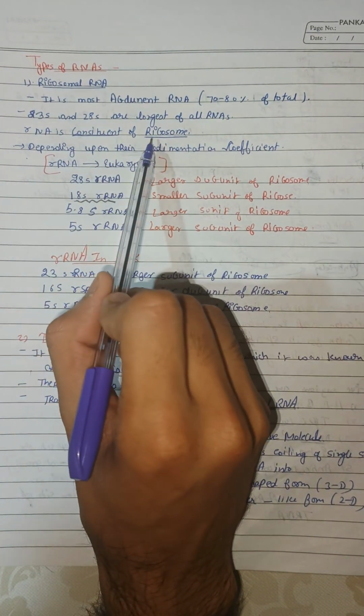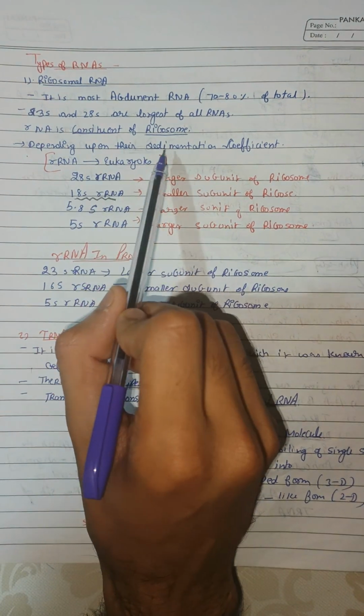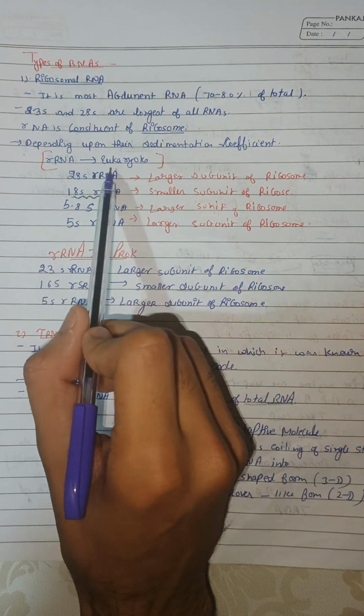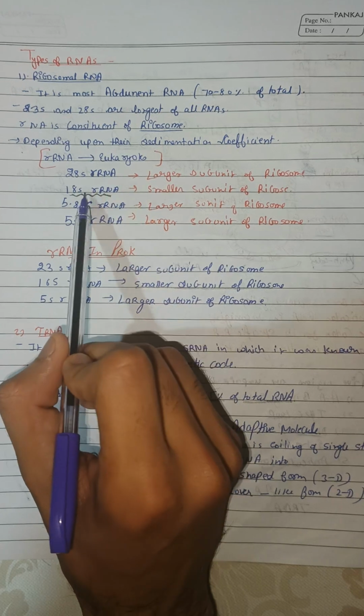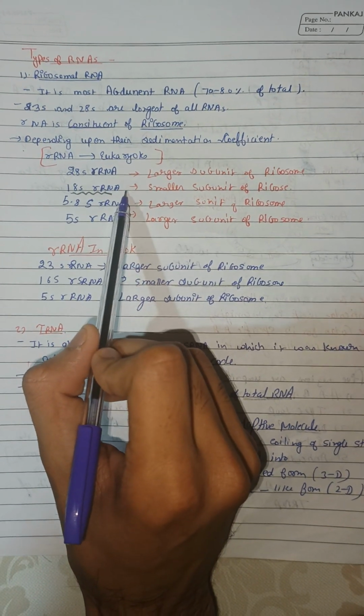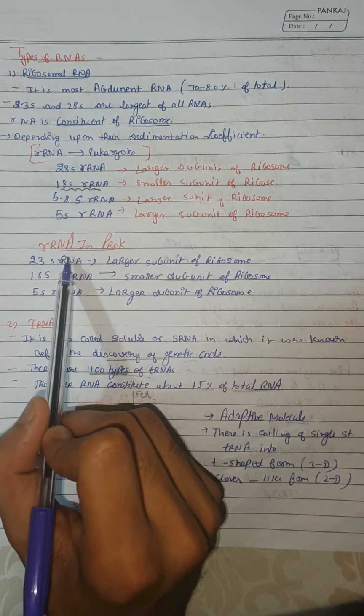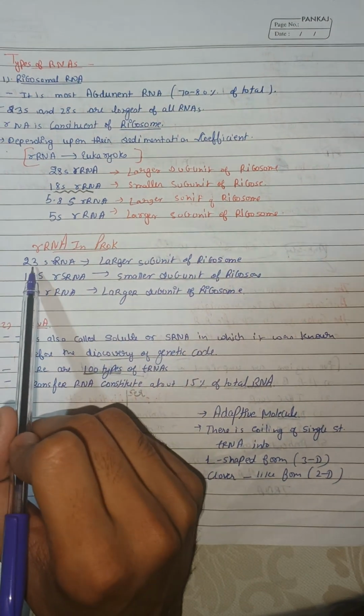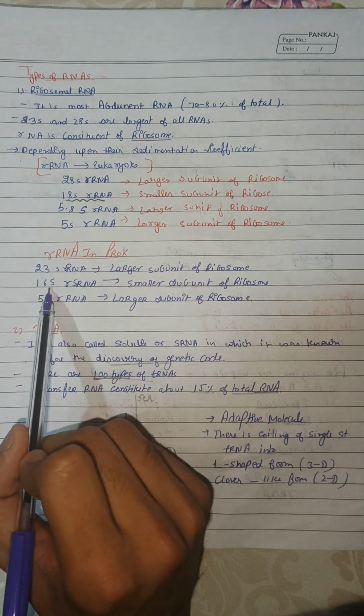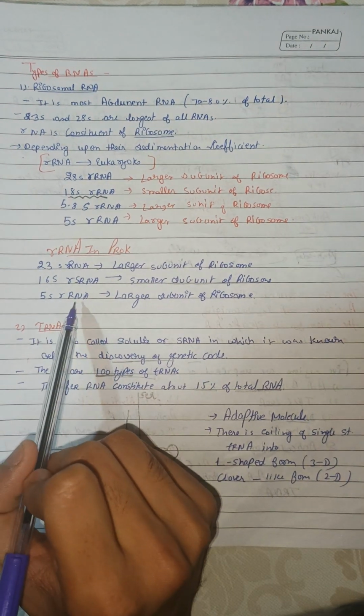rRNA is a constituent of the ribosome. Depending upon their sedimentation coefficient, rRNA is further divided into 28S, 18S, 5.8S and 5S rRNA in eukaryotes. In prokaryotes there are mainly three: 23S, 16S and 5S rRNA.